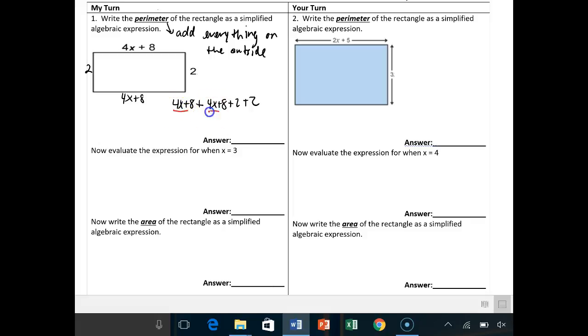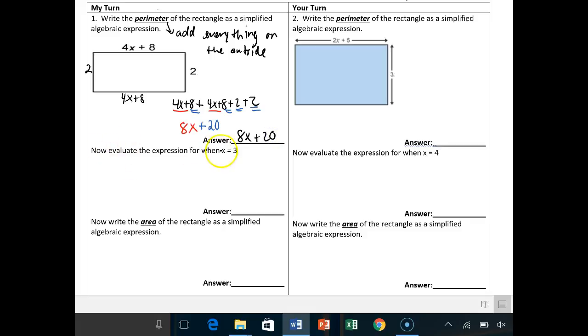So I say 4x and 4x, that gives me 8x. And then I have 8, 8, 2, and 2. So what you really need to think about is 8 plus 8 is 16, 2 plus 2 is 4, 16 plus 4 is 20. So your answer here ends up being 8x plus 20.